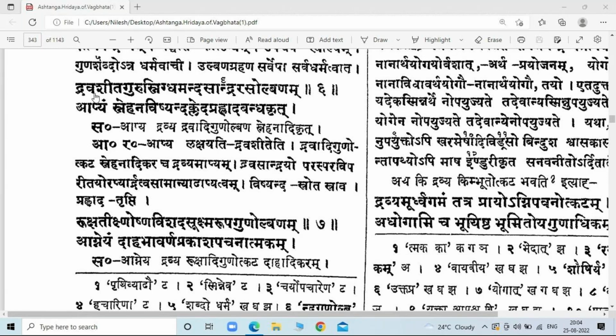Then we find prahladanam. Prahladanam means something which causes the generation of happiness, santosham, tushti. That sense is known as prahladanam. So apyadravyas have that peculiar property of prahladanam. Then bandham.